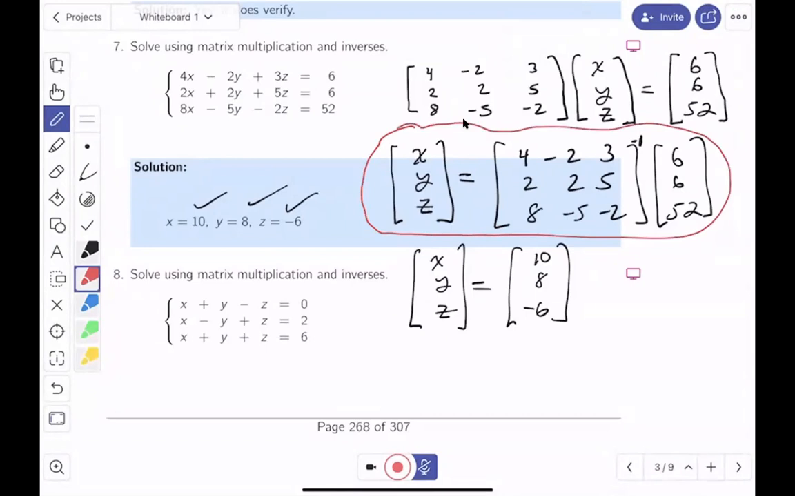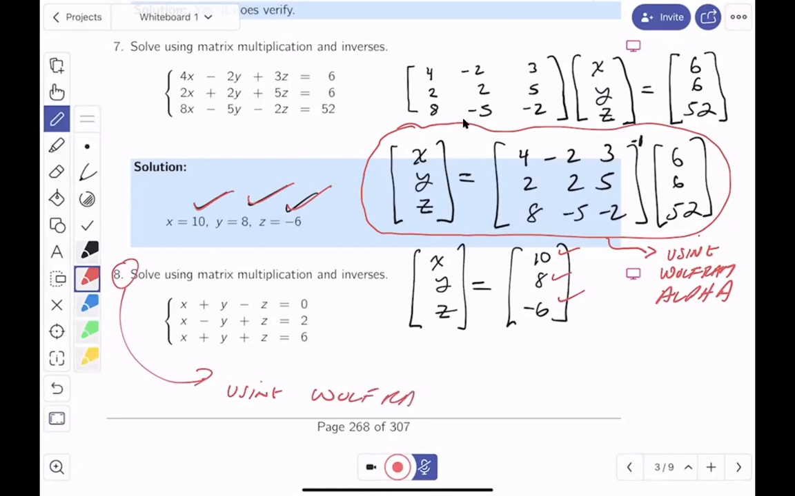However, I did this using Wolfram Alpha. When I used Wolfram Alpha, I did the multiplication. And what did I get? I got this answer, 10, 8, and minus 6. And I verified that that was in fact correct. All right. So I'm going to do number 8 by using Wolfram Alpha.